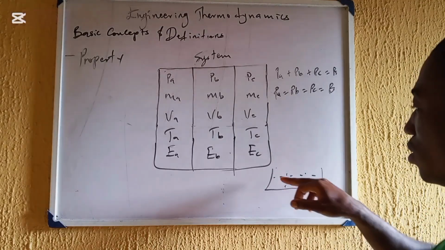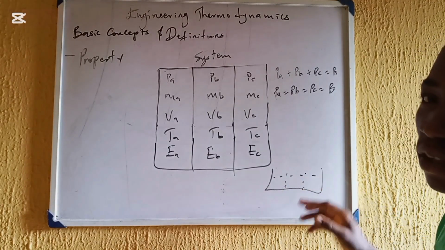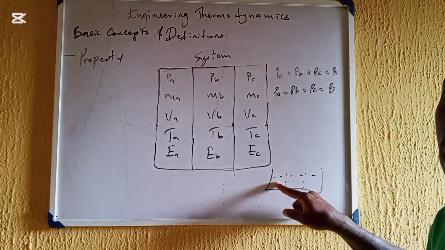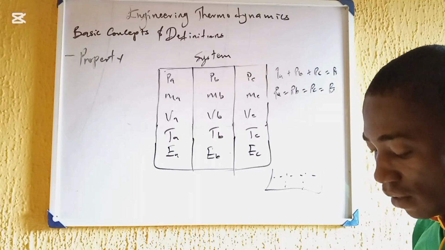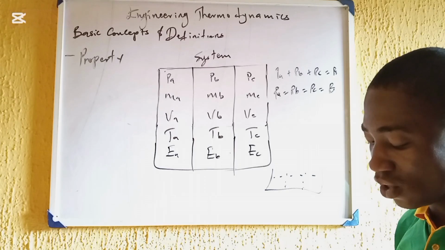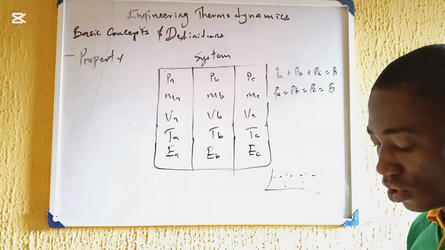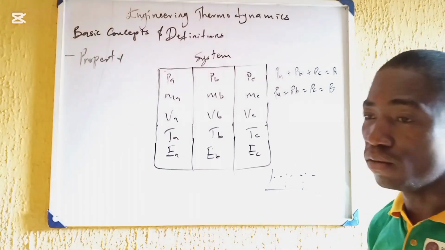So you don't say you measure here, you measure here, then you sum up. No. You measure one place and that gives you information about what? The system. So I said here their values are independent of the size or extent of a system. Examples are temperature, pressure, and specific volume.